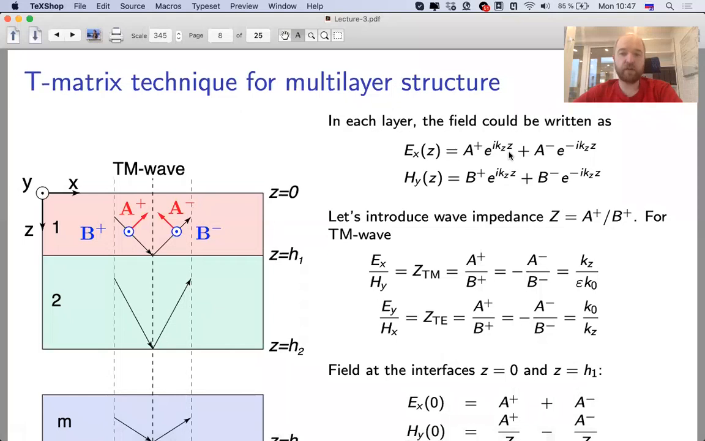Okay. So that is why I will not write this common factor. I also have conservation of frequency for each layer. We have the wave with the same frequency. That is why I will not write here the factor e^(-iωt + i kx x). But kz in different media is different.